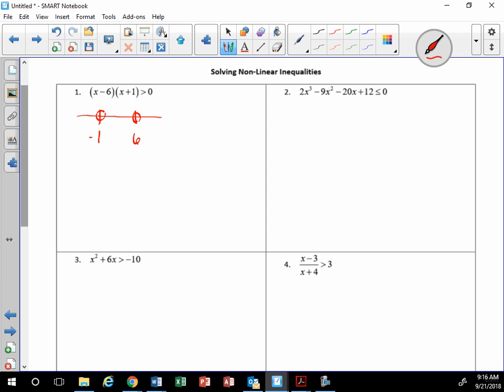Okay, and then I have to test the regions of my number line. So what might I test that's easy? 0, where is 0? In the middle, right? So if I plug a 0 in, do I get a positive or a negative in the first parenthesis? Negative, second parenthesis. Overall, that is a negative, right? Do you think this is going to alternate? Yes. How do I know that?